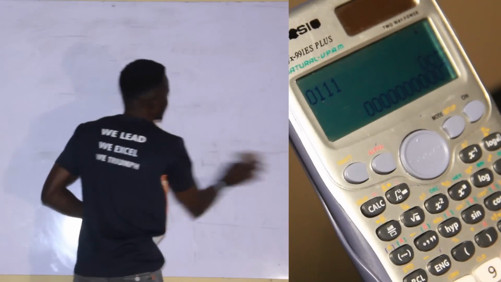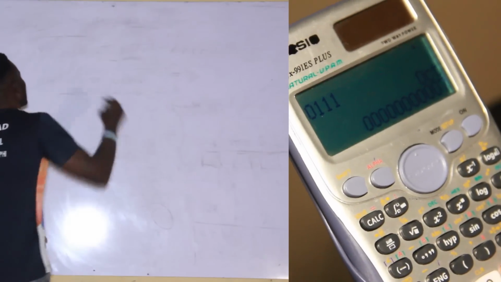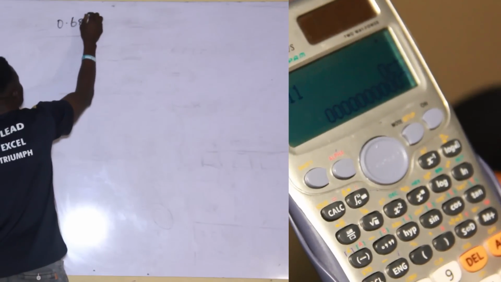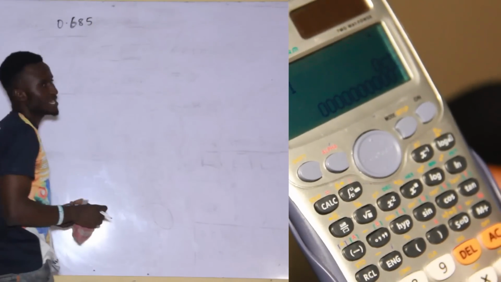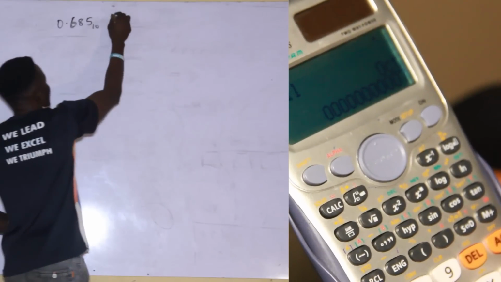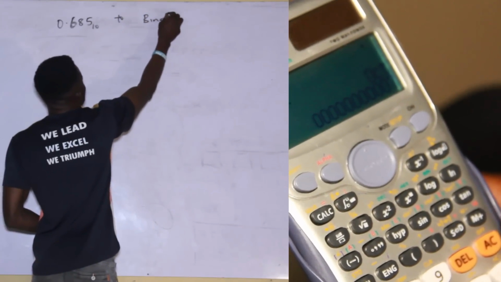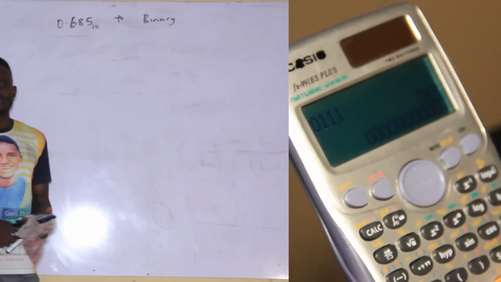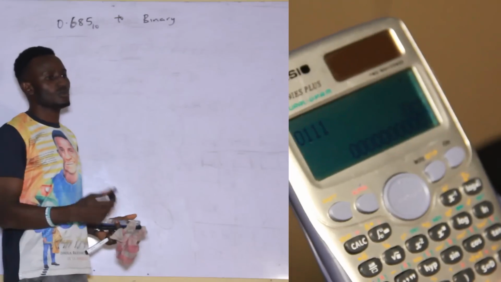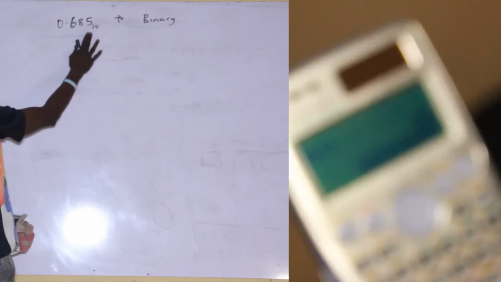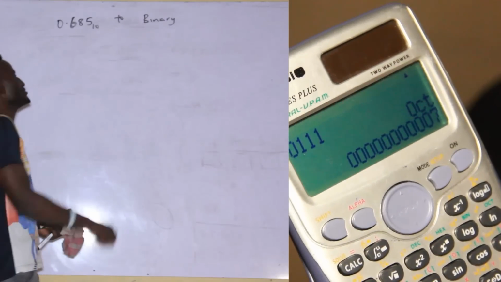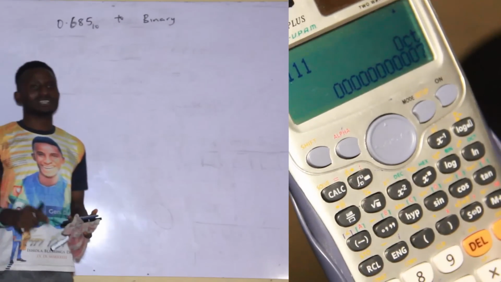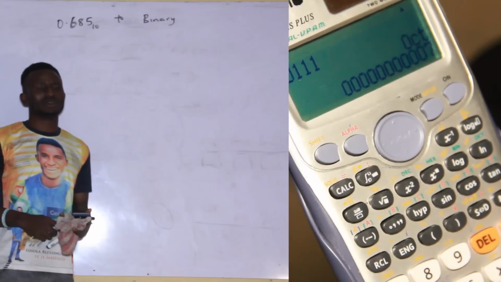Let me give you another case entirely. If you have something like 0.685 base 10, that is decimal, to binary. Now, if you are asked this, it is different from those we have been doing before. You observe that this is decimal, but at the same time it contains decimal points. So how are you going to do this on the calculator?